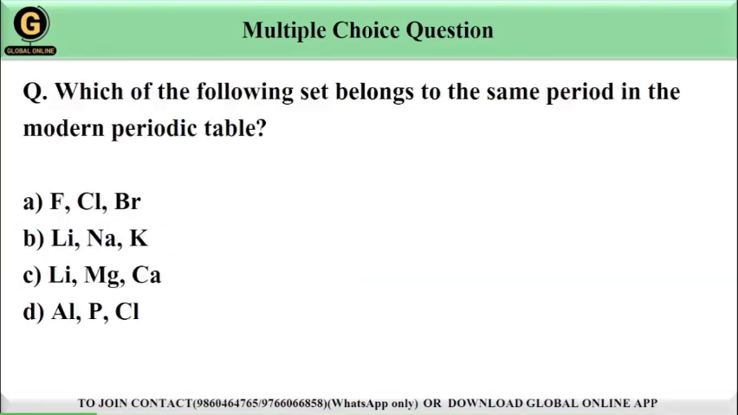Same period in the modern periodic table. Options are given. Option A, fluorine, chlorine, bromine. Option B, lithium, sodium, potassium. Option C, lithium, magnesium, calcium. And option D, aluminium, phosphorus, chlorine.